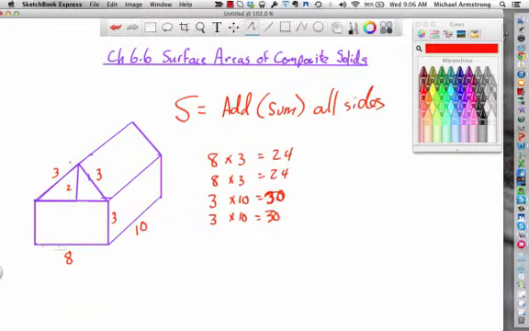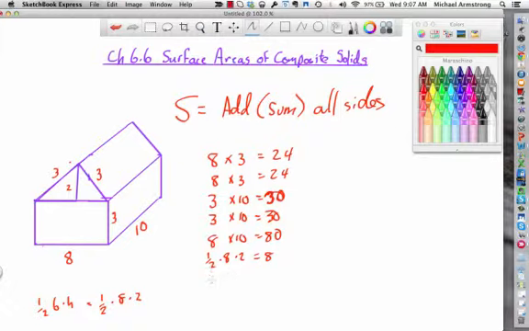And then there's a bottom, which is going to be 8 by 10. And that takes care of that because we don't have to do the top. Now the front of this triangle is 1/2 base times height, which is 1/2 times 8 times 2. That's this triangle right here. 1/2 times 8 is 4. 4 times 2 is 8. So 1/2 of 8 times 2 equals 8.